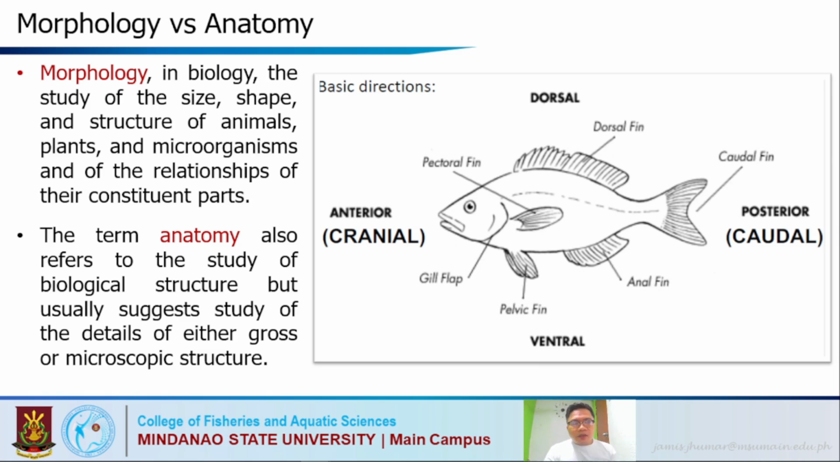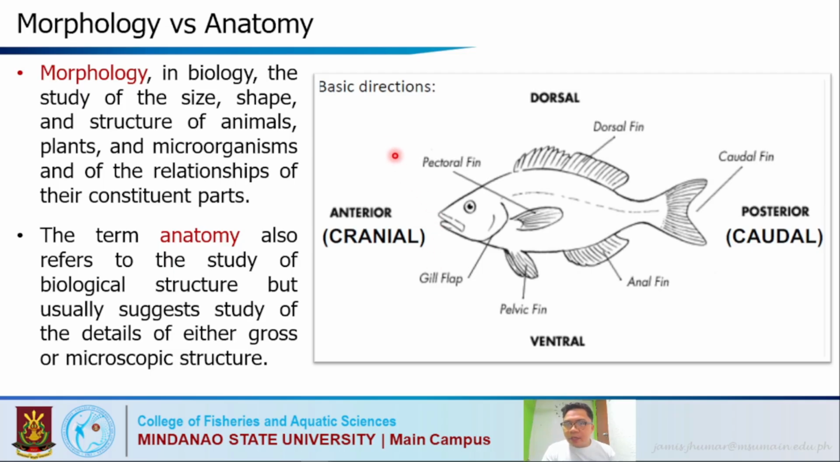So, meaning to say, morphology entails the study of the size, the shape, and the structure of a living organism, while anatomy suggests still the structure but entails the detail of that particular structure, may it either be a gross structure or a microscopic structure.